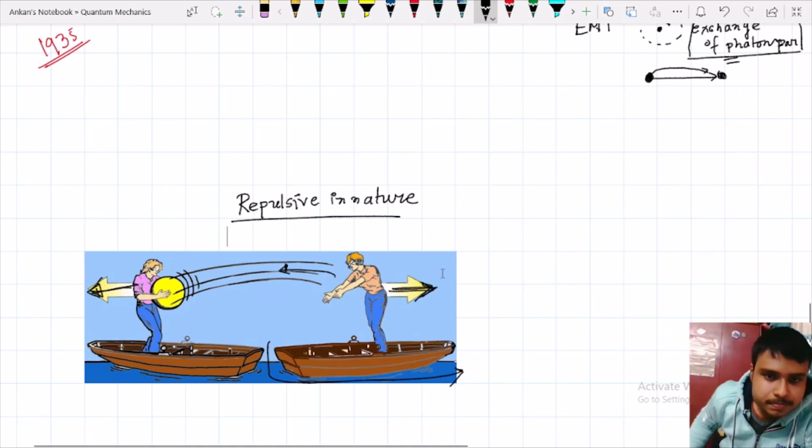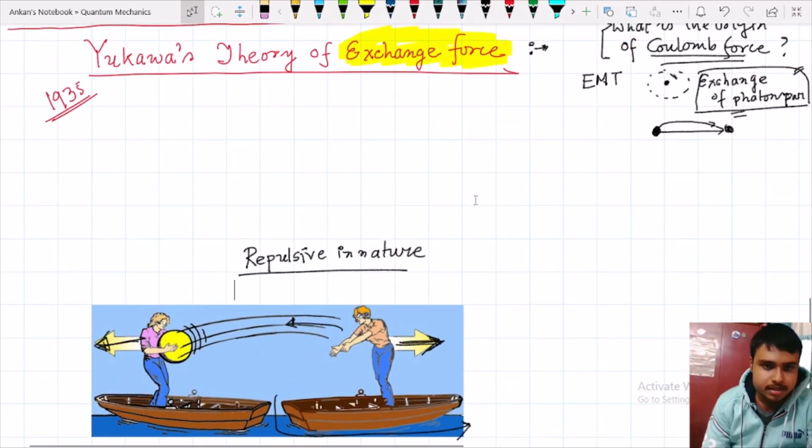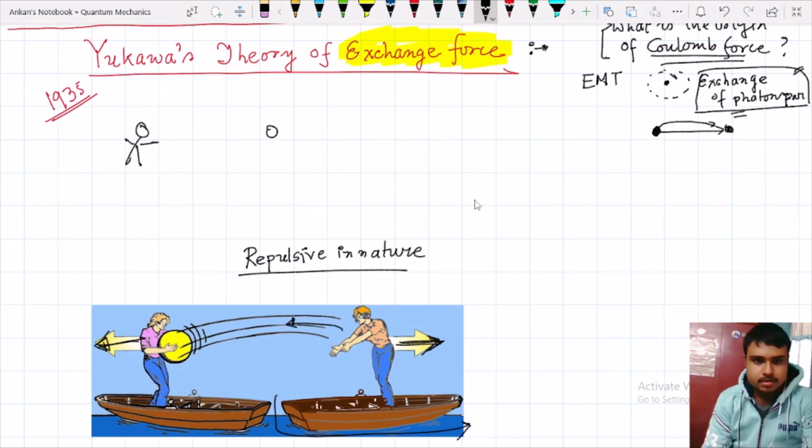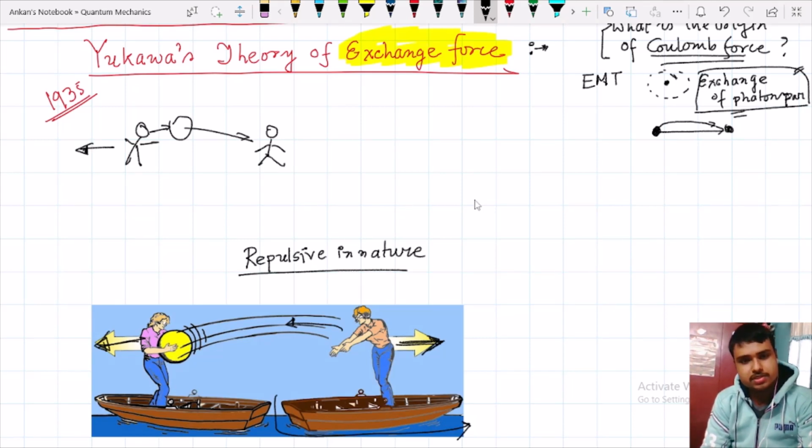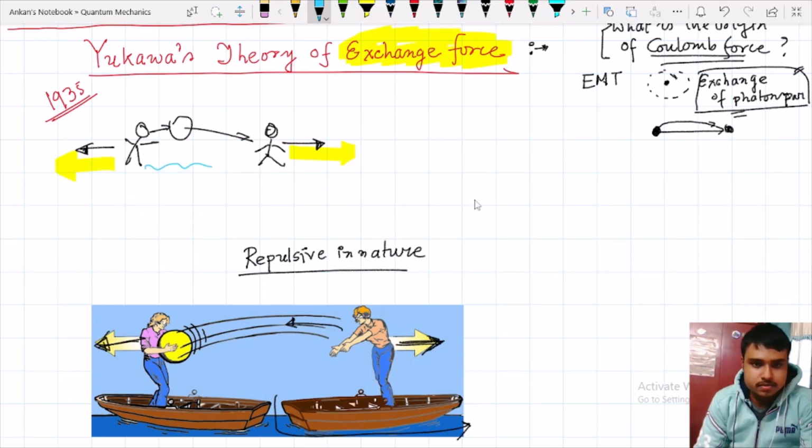So what he considered is that if two persons are playing catch, then when one throws the ball, he will experience a backward momentum change, and the person who receives the ball will experience the momentum change in the backward direction. So the resultant momentum changes this way and this way, and this gives rise to the force of repulsion.